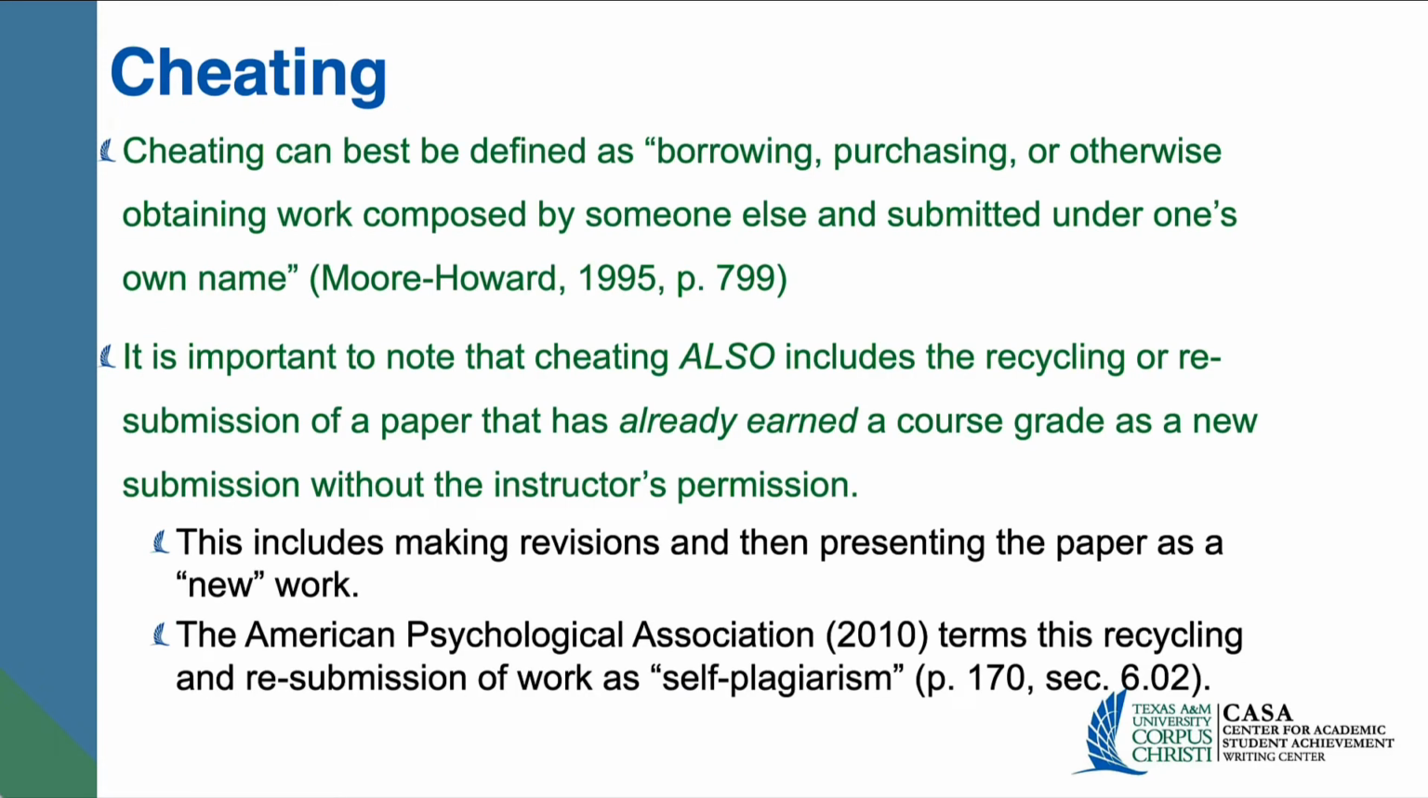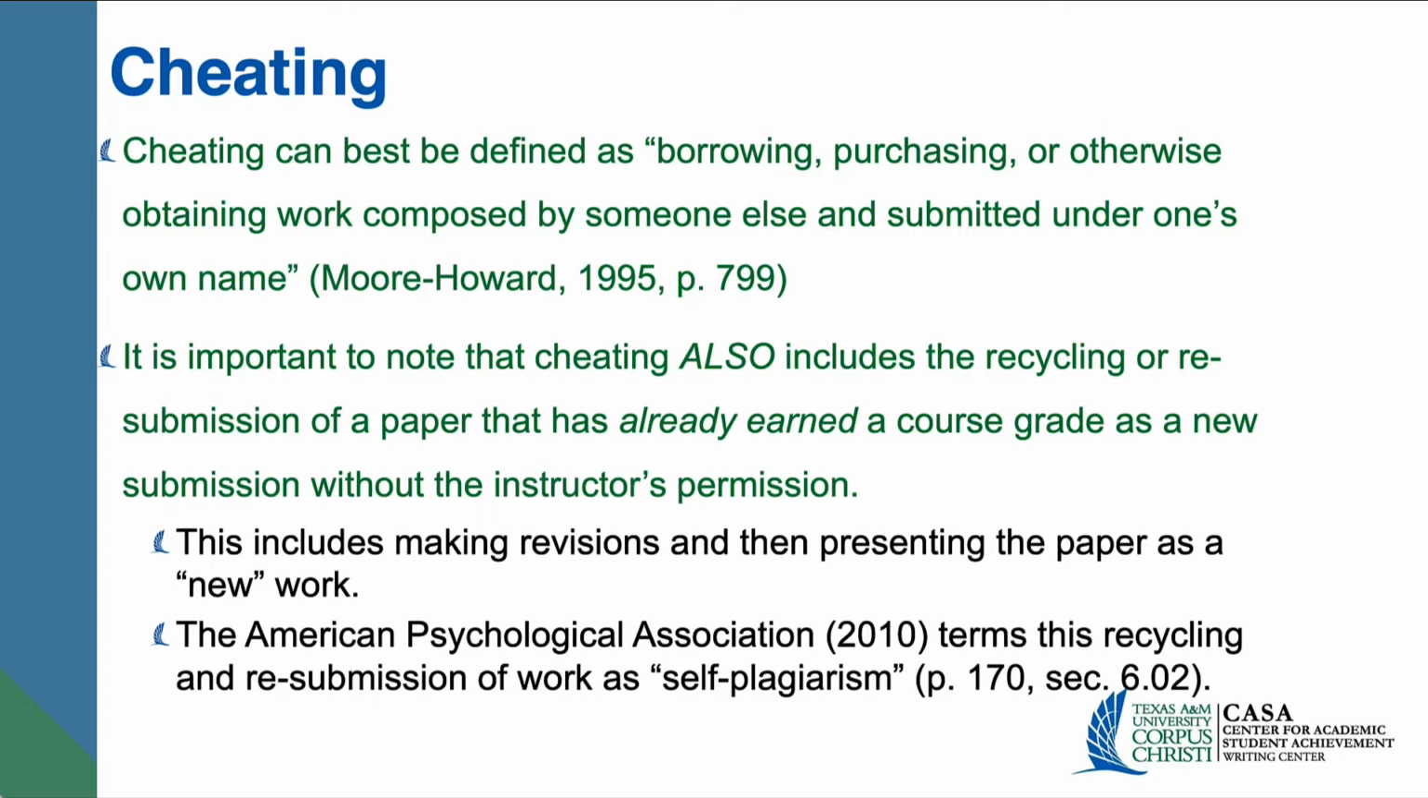Cheating is defined as borrowing, purchasing, or otherwise obtaining work composed by someone else and submitted under one's own name. That means you purchased a paper off of the internet, you borrowed a friend's work and changed the name. It is also important to note that turning in your own previous work that has already earned a grade without your instructor's permission is a form of cheating. This includes making changes and then representing it as a new paper. The APA calls this self-plagiarism.